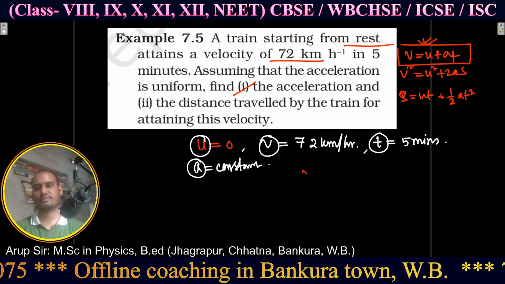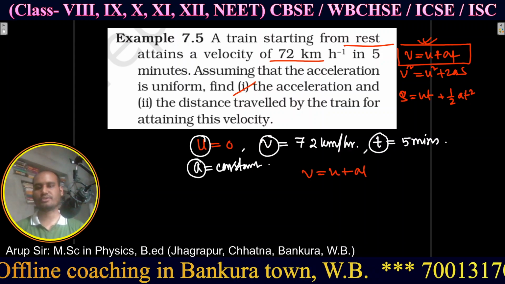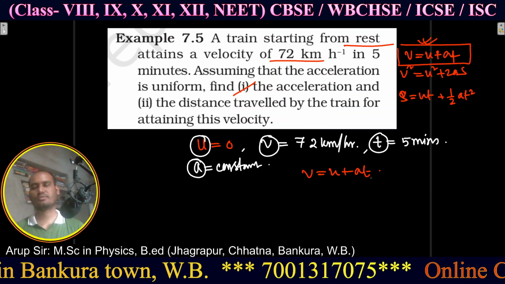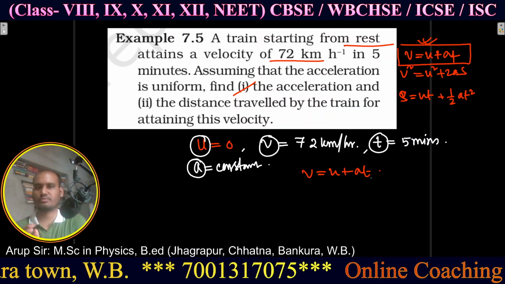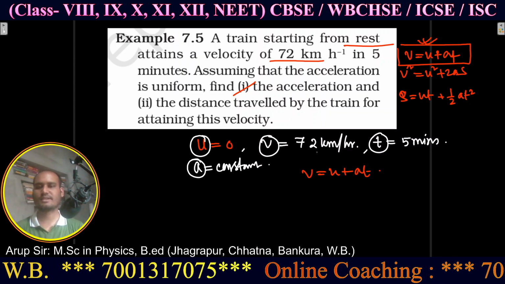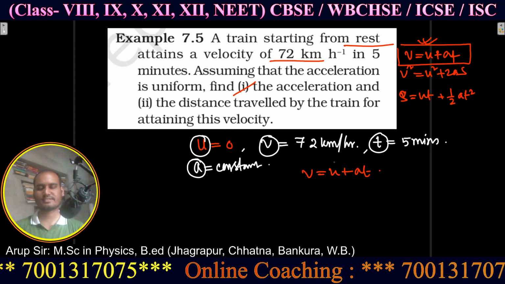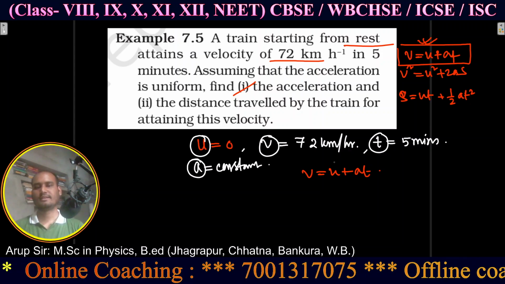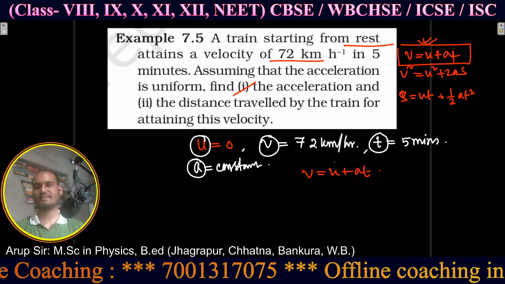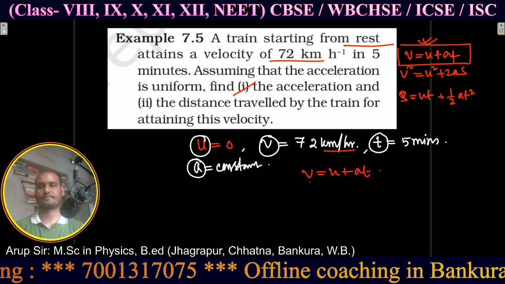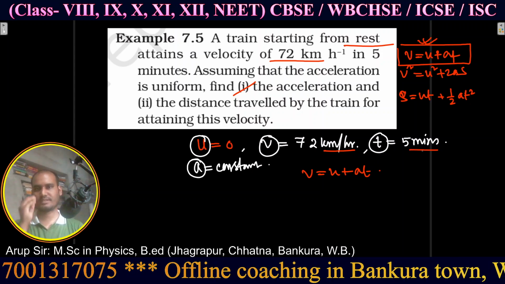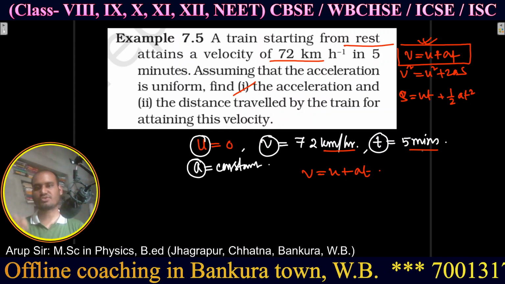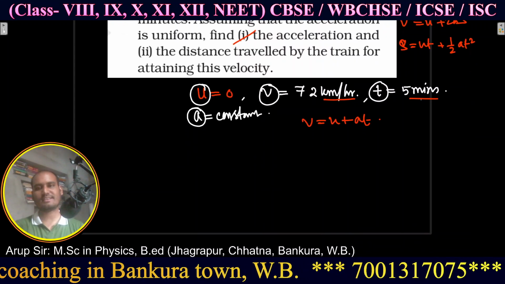It is confirmed that I am going to use V equals U plus AT. Since it is accelerating, there is no need to worry about whether the sign is positive or negative. It is positive because its speed is increasing. Now you can see that the unit is kilometer per hour, but the time is in minutes, right? It is 72 km per hour, but the time is in minutes. So try to convert all this to the SI system.